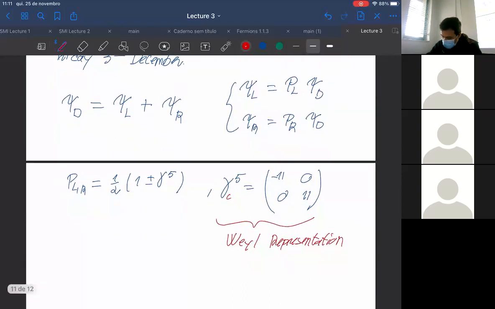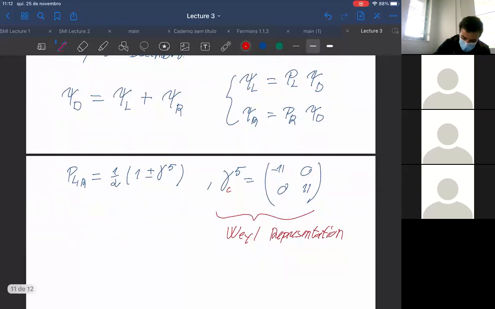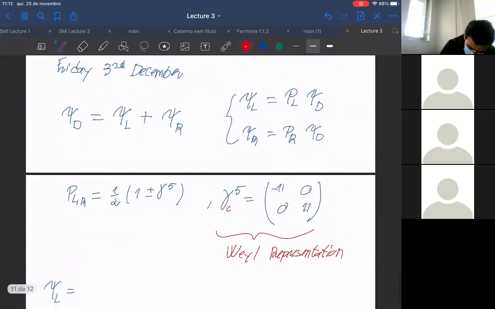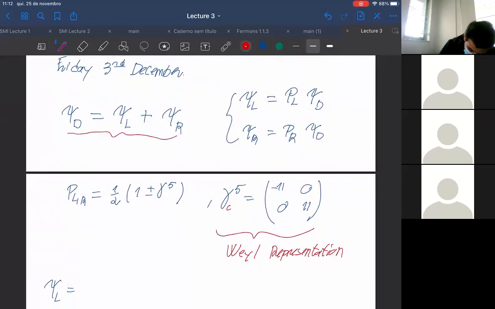But what are these psi L's and these psi R's? Just to give some information, you can write this psi L, this left-handed Dirac spinor. These are all Dirac spinors here.